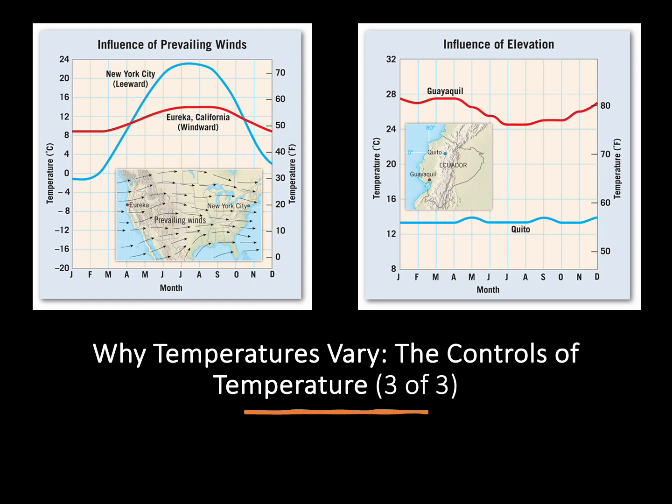But another thing that influences our temperature is elevation. And here we're looking at two cities in Ecuador. One is right along the coast. You're going to see that it remains relatively warmer because it's lower in elevation than our city that is in our mountainous region. At a higher elevation, it's just going to be significantly cooler in temperature, again due to that environmental lapse rate.